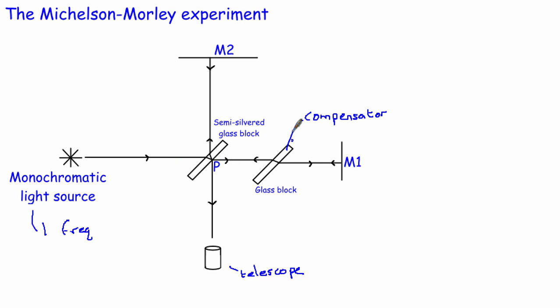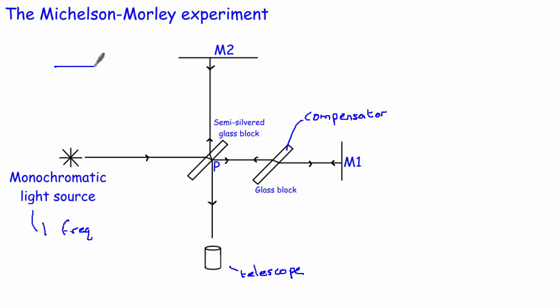For this light ray, if this compensator wasn't here, it would go along here, it would go through one thickness of glass, it would travel to the mirror and come back downwards. So you have to put this compensator in here to make sure that this light ray goes through the same thickness of glass as this one.